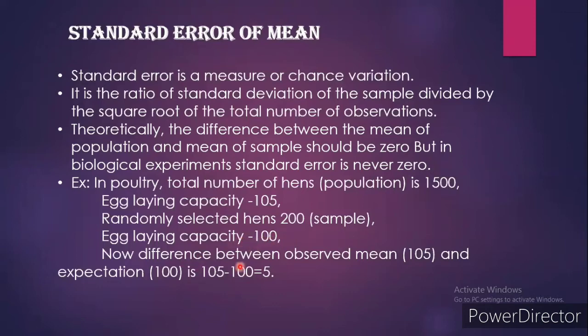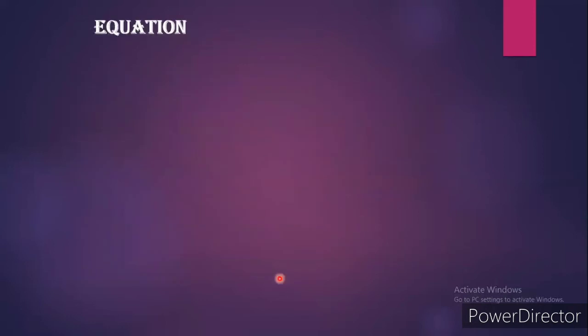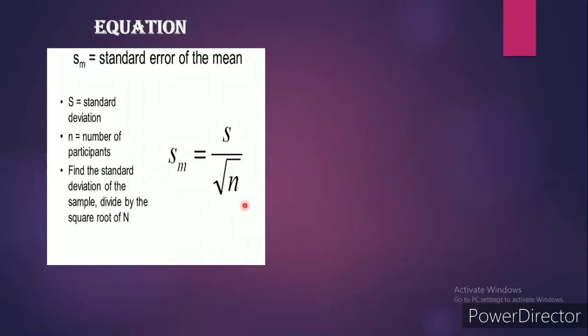Now the difference between the observed mean, that is 105, and the expectation, that is 100, is 105 minus 100 is equal to 5. This is the difference between the two means. This non-chance difference between the two means is called the standard error of the mean. What is the standard error of mean? Okay.